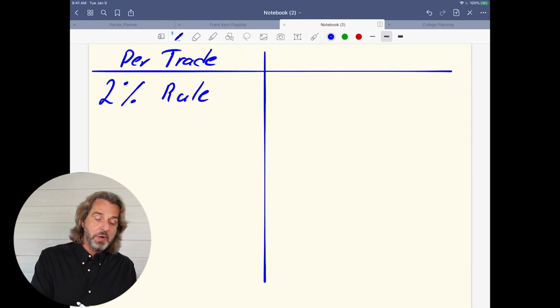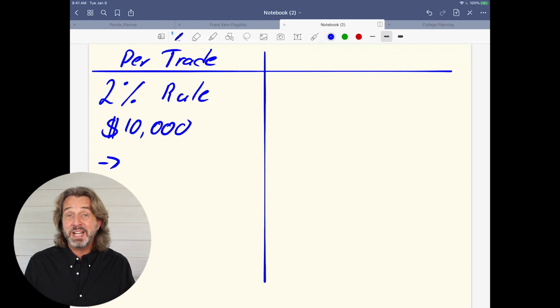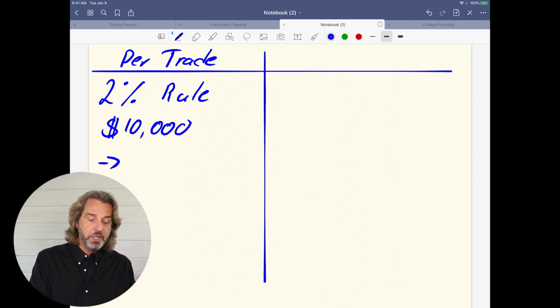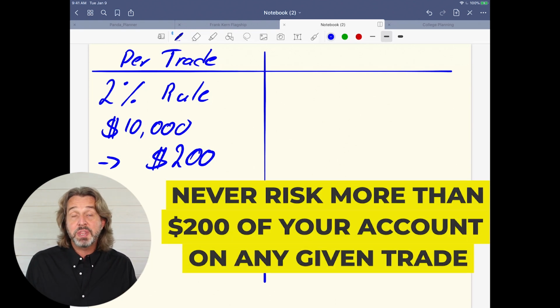So let's say that you have a $10,000 account. When you have a $10,000 account, your risk should be 2% of $10,000, which is $200. So never risk more than $200 of your account on any given trade.